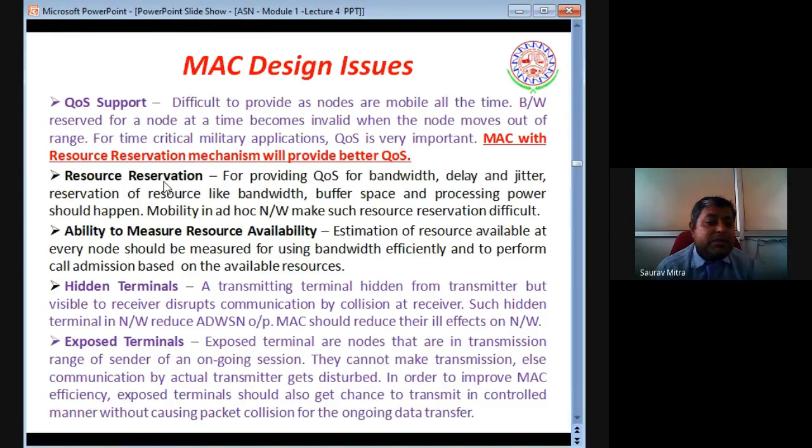Okay. Hidden terminal and exposed terminal. What is meant by hidden terminal, exposed terminal? These two things will be discussed later on, because this itself is a very big question. So a hidden terminal is a transmitting terminal hidden from the transmitter but visible to the receiver. You cannot understand this very clearly here, so I'll explain the hidden terminal and exposed terminal problem with the help of a specific slide in tomorrow's lecture. The hidden terminal and exposed terminal problem has to be solved by MAC in any ad hoc wireless sensor network. So remember these two topics, we'll explain them tomorrow.